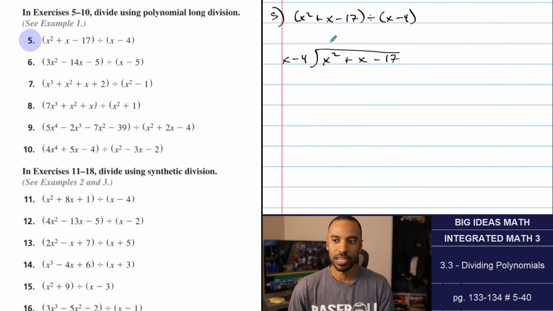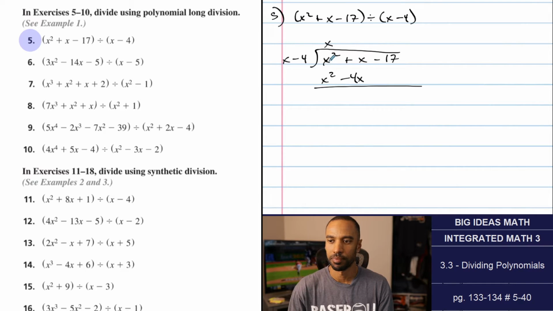All right, x goes into x squared x times. x times x is x squared. Negative 4 times x is negative 4x. Subtract the result. x squared minus x squared is 0, as should be. x minus negative 4x is 5x. Remember, you subtract that result. Negative 17 minus 0 is negative 17, and we bring that down.